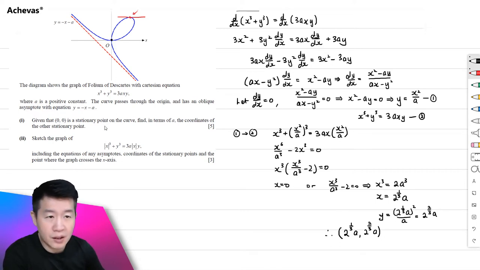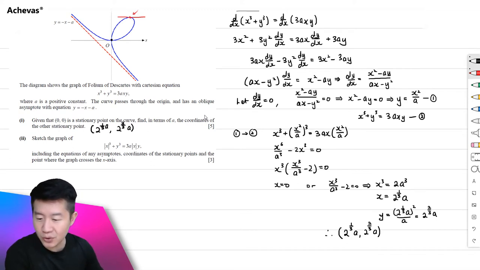Let me write it down here. Hang on, I don't think we'll be using it. Will we be using it? Yeah, I think we will. Sorry. So let me write down the coordinate of the stationary point here. 2 to the power of 1 over 3a, then 2 to the power of 2 over 3a.